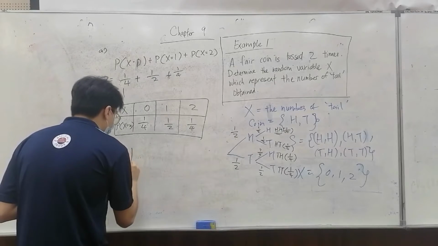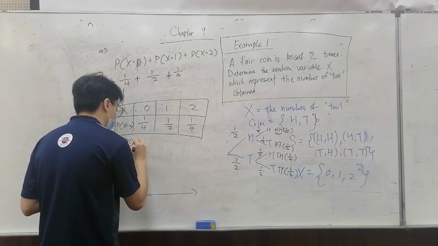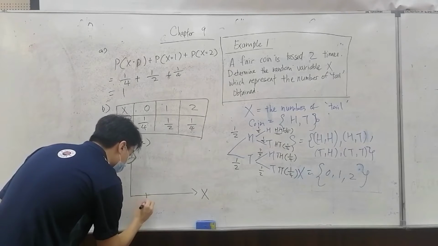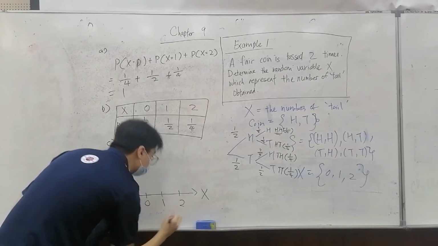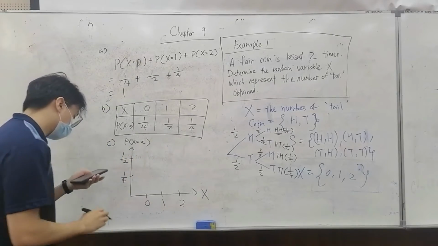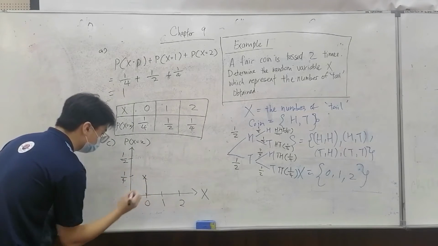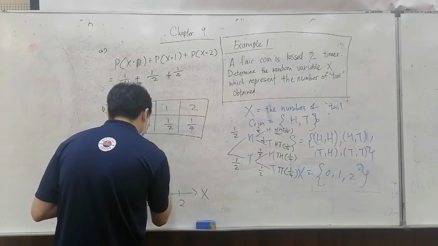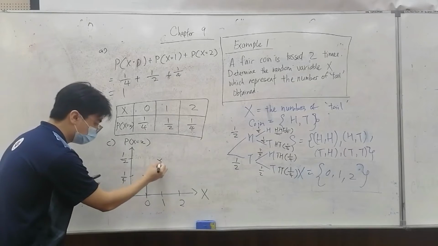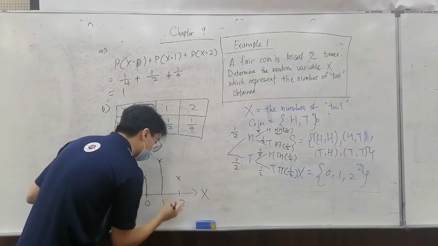For part C, we have another way to represent the graph of the probability distribution of x for the discrete random variable. We can do it like this. The y-axis is the probability, and the x-axis is the x. We can see there are 3 values, which are 0, 1, and 2, and we have 2 probabilities, which are 1 over 4 and 1 over 2. For x equal to 0, the probability is 1 over 4, so we mark a cross here and then join it down. For x equals 1, the probability is 1 over 2, so we cross here and join down. For x equals 2, it is 1 over 4, so we also cross and join down.